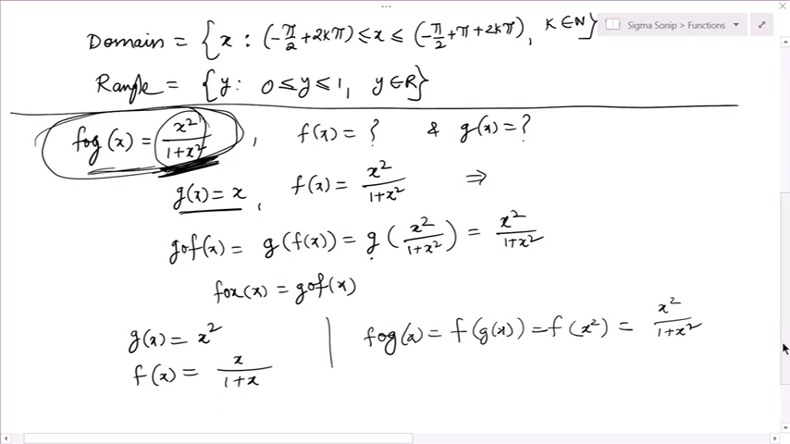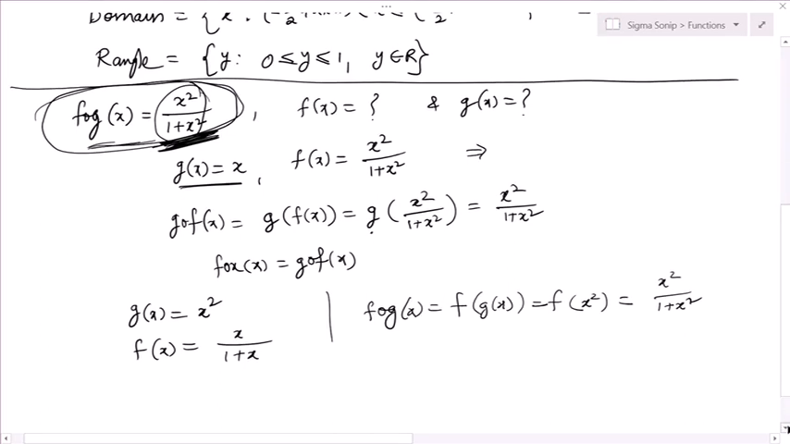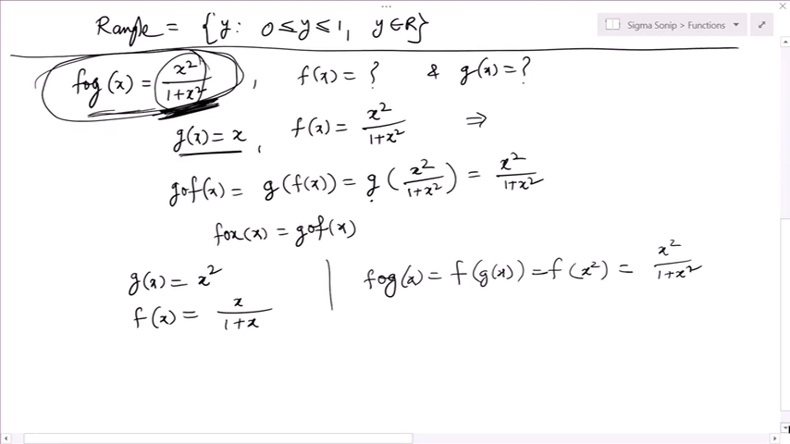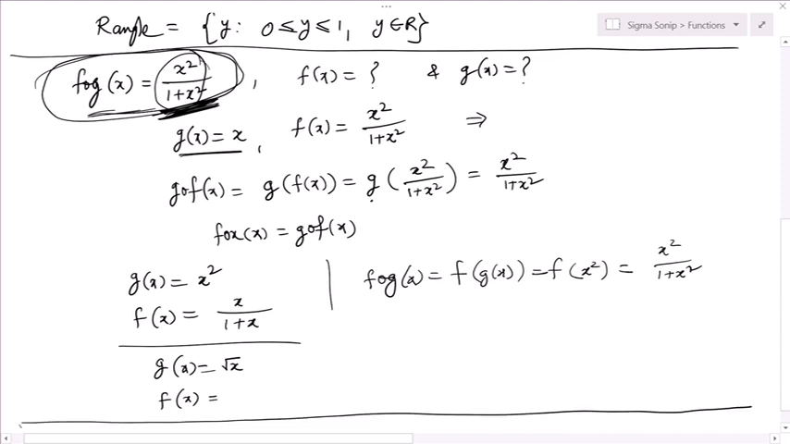I want you to find one more solution for this. And in fact, I can start you off and you can find the other one. If I give you g(x) is equal to square root of x, what could be the f(x) to give you (f∘g)(x) equals to that? This I'll leave for you.